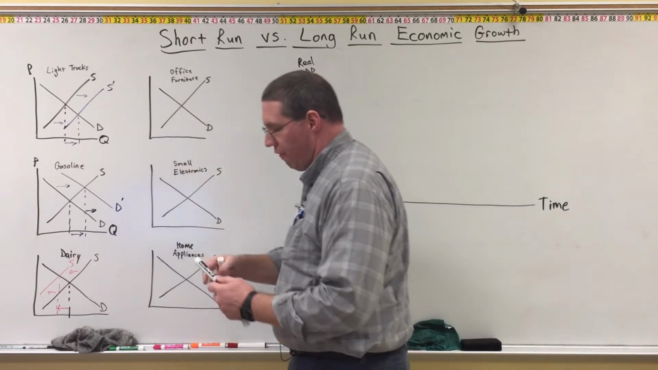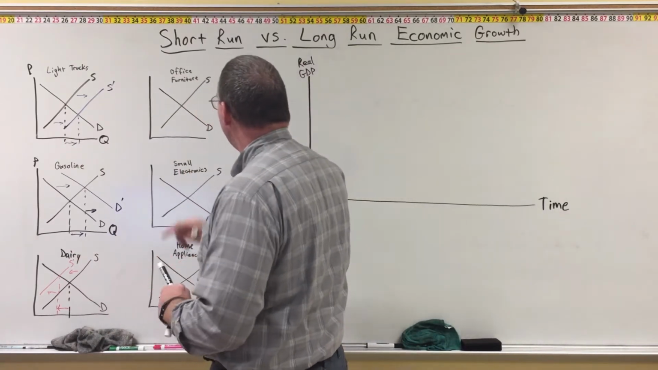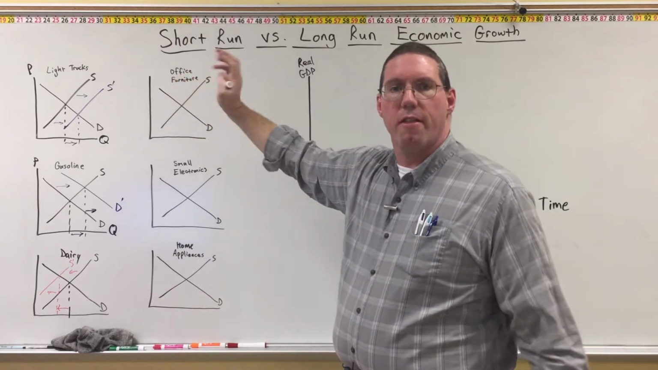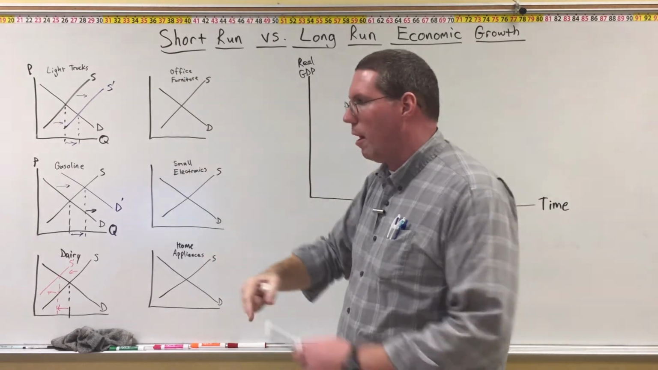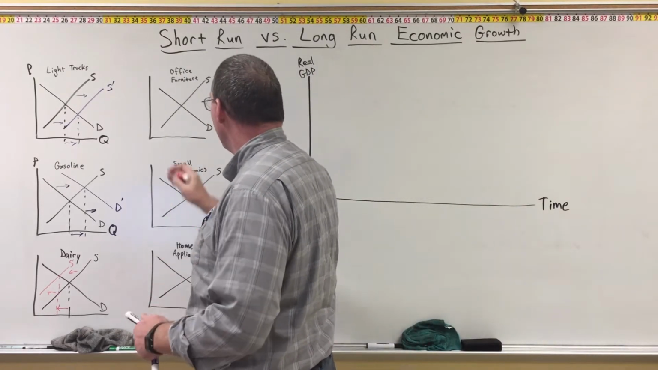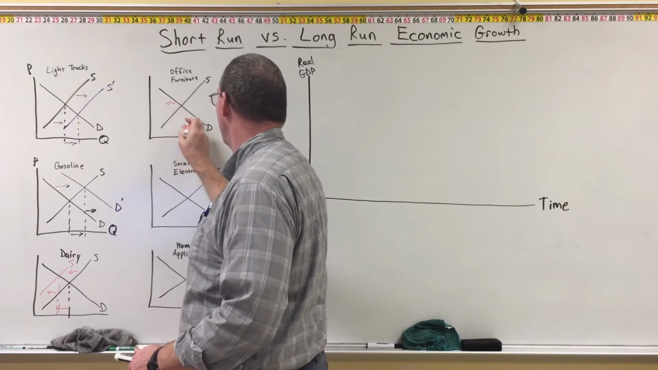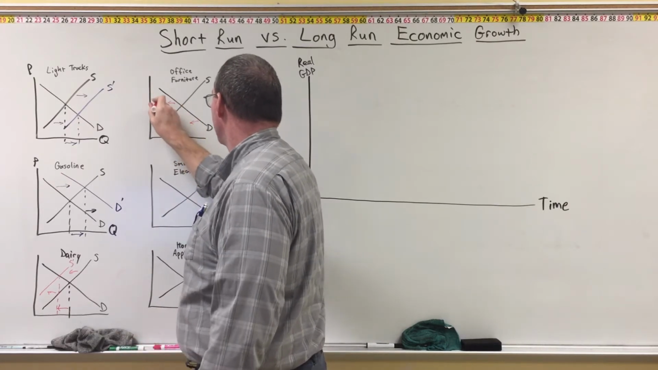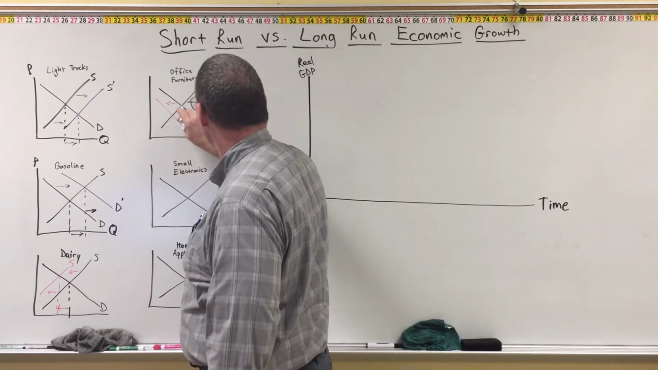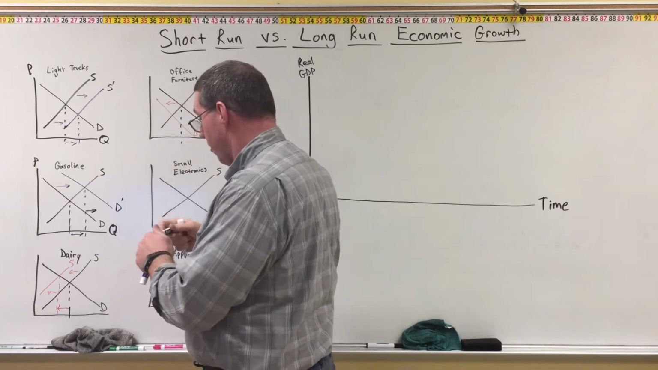And then let's say in office furniture, people don't want office furniture as much. Let's say they've already stocked up their offices. There's not a whole lot of new offices, so people aren't buying as much office furniture. So we have a decrease in demand in office furniture. So we'll put D prime here. And that means that our equilibrium quantity decreased.